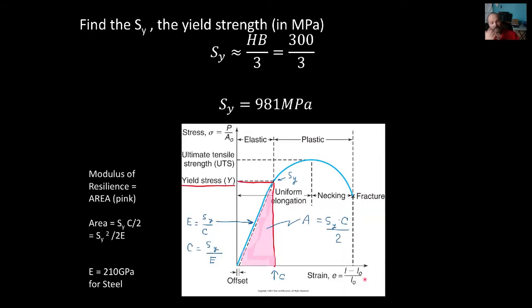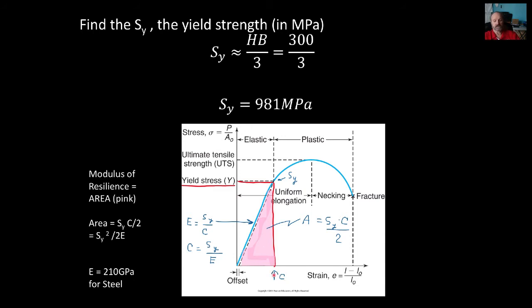Now we want to find out the modulus of resilience. This concept needs you to think it over a little bit. The modulus of resilience is equivalent to this pink area under the straight part of the stress strain curve. We look at the straight part of the stress strain curve, where it's in the elastic region. We go up to the yield strength, which is when it starts becoming plastic. That's the S sub Y that we talked about in these equations. Then we draw a line across and then we come straight down.